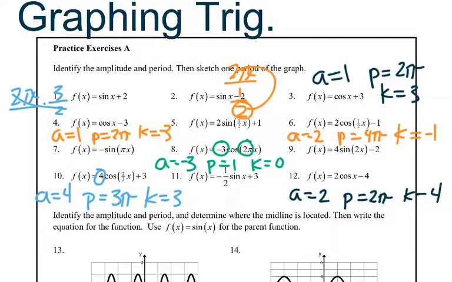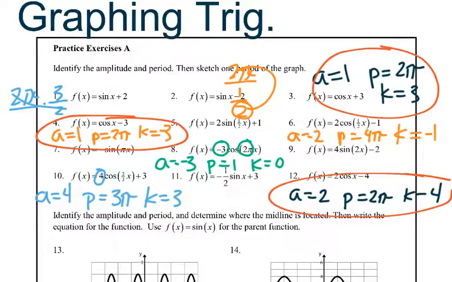Okay, so let's see what we can take a look at here. So we'll take a look at these three first, because they have the periods that are easier to deal with, because they have that same period of 2 pi.